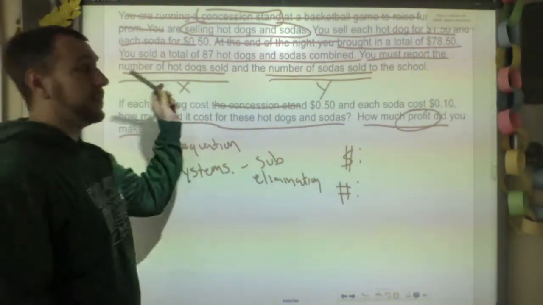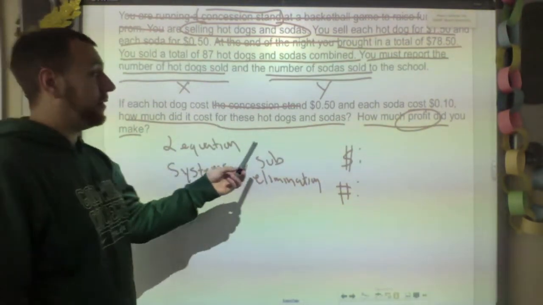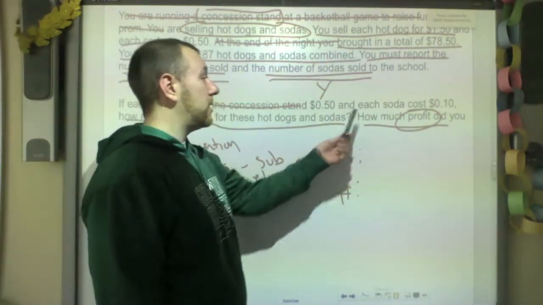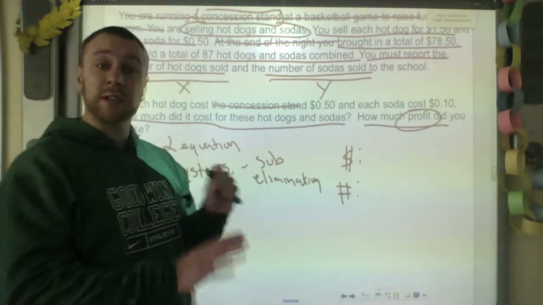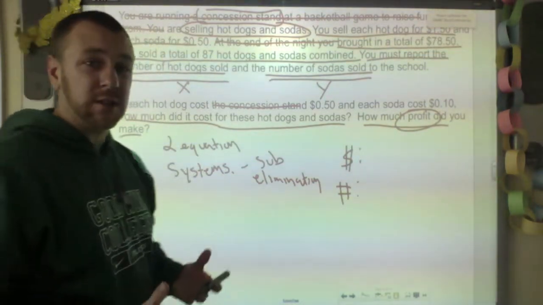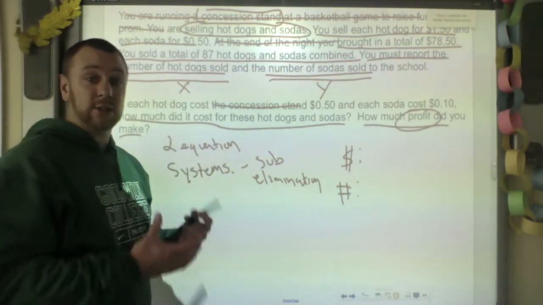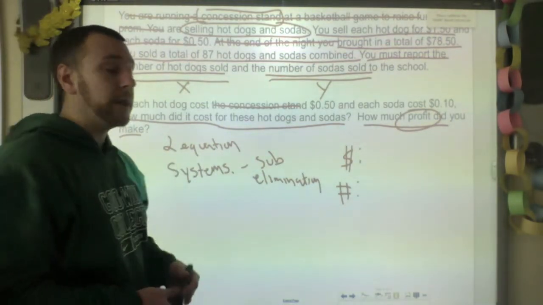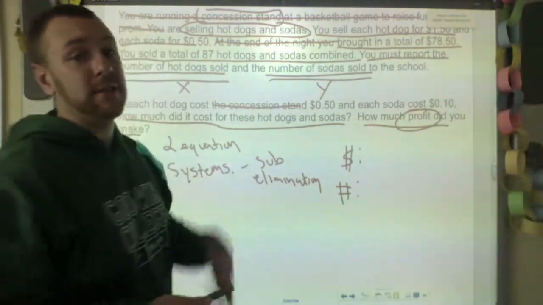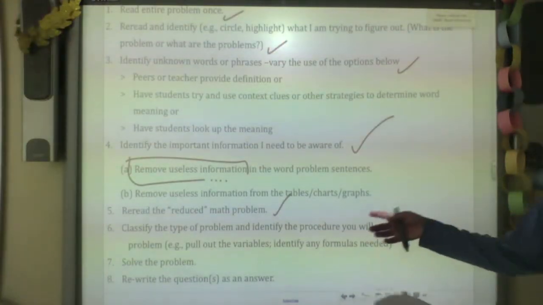Once we find the number of hot dogs and sodas, for our procedure piece, we have to figure out, if I sold so many hot dogs, those hot dogs cost 50 cents each, and the sodas cost 10 cents each. So I'm going to take that and find the cost of each one of those items. Once I find the cost, I take it away from the total money from each category to find my total profit. So the first big step is to find the number, then to find the cost, and then to find the profit. That's kind of going through classifying the problem.